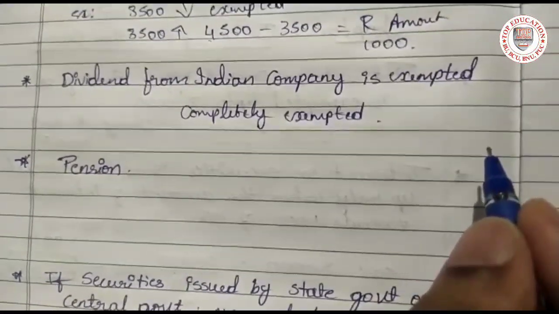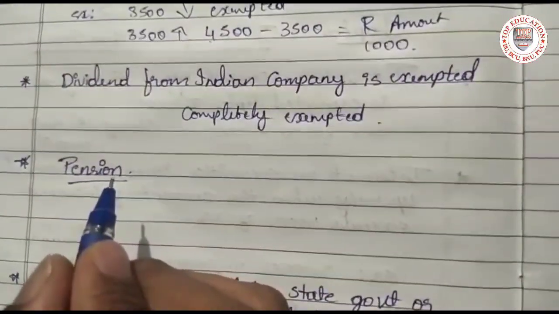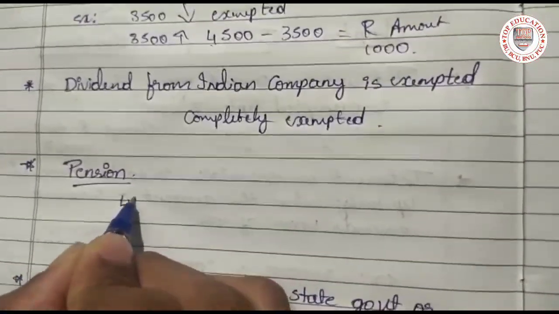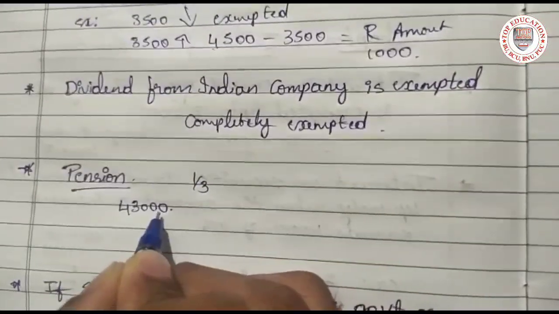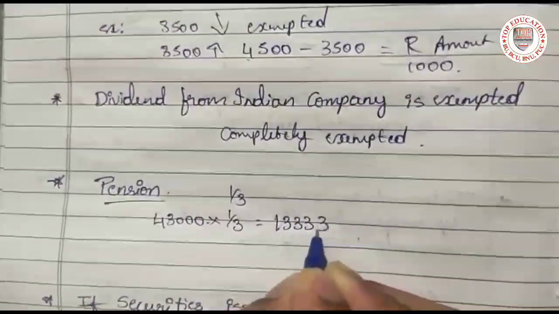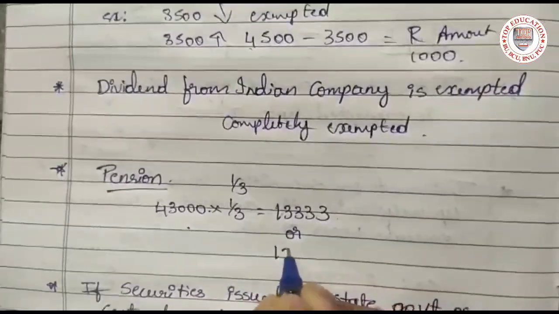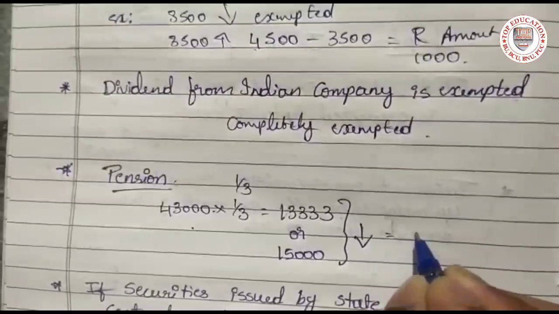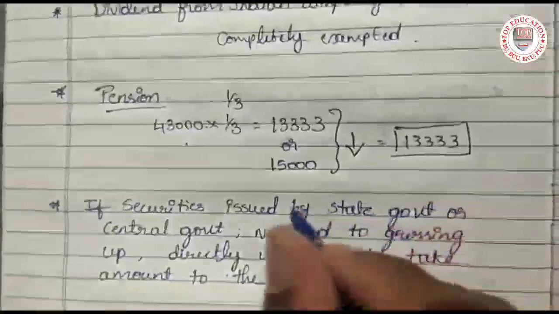And if we go for the pension, for example, if they give any details or any adjustment in the question about the pension, we have to solve in this way. For example, they'll give the details about pension 43,000, of which we have to consider 1 by 3. So we have to take 43,000 into 1 by 3, then we'll get 14,333. And then the standard amount is 15,000. In this, whichever is less, that amount we have to consider for the outer column for the calculation. Okay, this is about the pension.